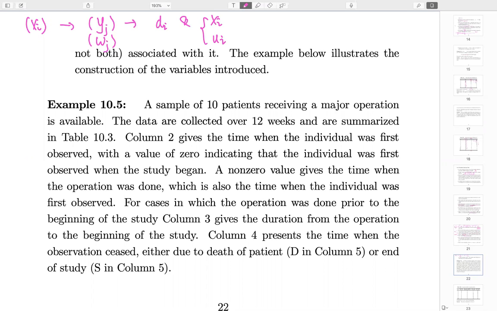DI equals 0 means this particular patient received the surgery after the start of the study, right? Greater than 0 means begin ahead of the study. X means we know exactly the survival time. U means it's right-censored. We know this patient survived more than this time. So that is a quick overview. So let's have data, and we will do the analysis.